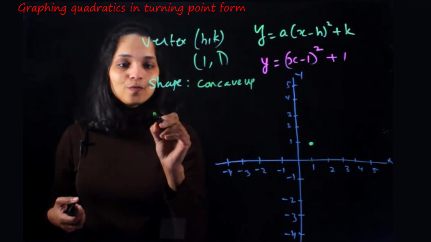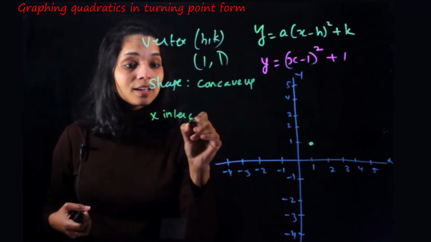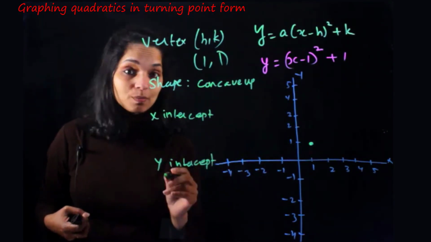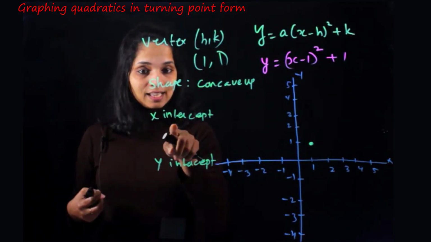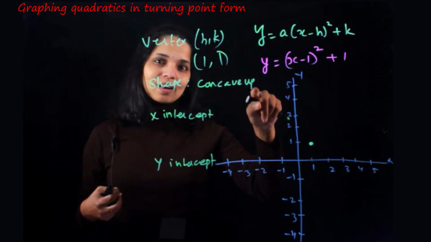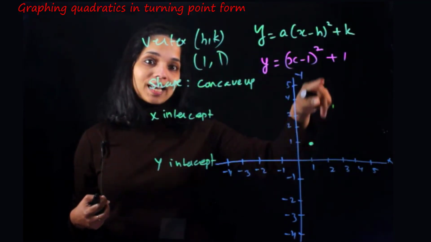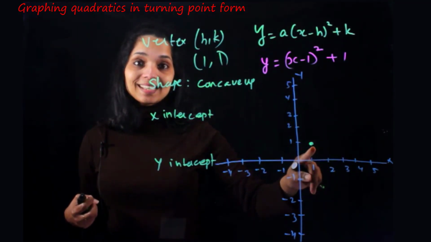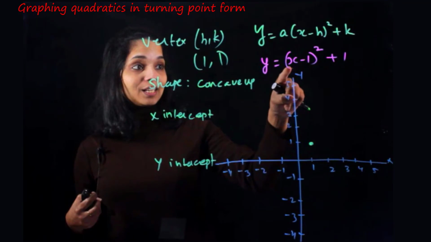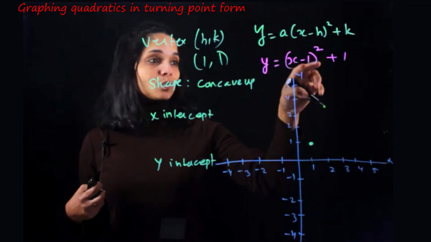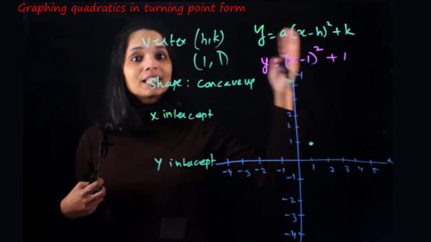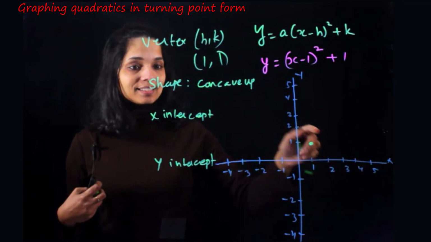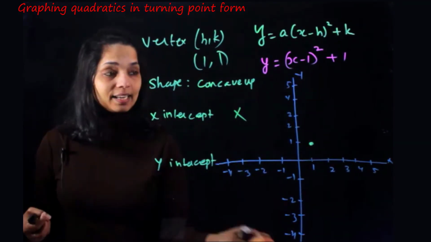Now we need to find the x-intercept and y-intercept. Sometimes we don't have to find those. Let's see. X-intercept: is there any point where this graph cuts the x-axis if the graph is concave up and the turning point is here? No. What does it mean? This doesn't have any real solutions. For the equation (x minus 1) squared plus 1 equals 0, there's no real solution. There's only a complex solution, that's why it doesn't cut the x-axis. So there's no x-intercept.